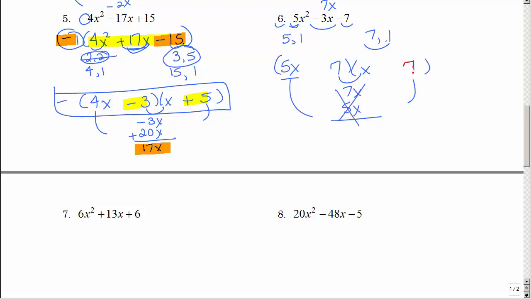Well, but if I put the 7 here and the 1 there, I'm going to get 35x and 1x. Well, that also doesn't get negative 3. Have I tried everything? Yes, I have. So, this is prime. This cannot be factored any further. I know, those are not fun, but at least we didn't have that many things to try.